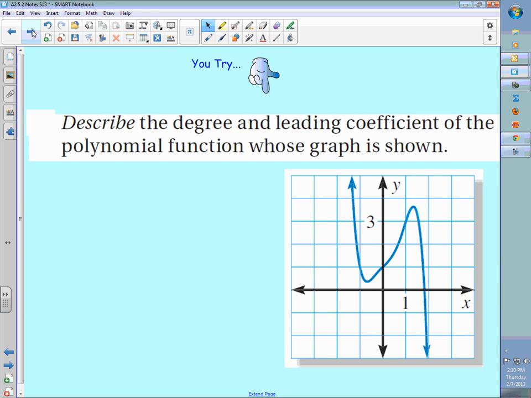Describe the degree and leading coefficient of the polynomial function. Again, this is the same drill. What is this? Odd, negative. If you're not seeing it, you got to ask the questions. Okay? Look at the ends. The end is up on the left, down on the right. So they're going in opposite directions. That makes it odd. Evens have to be a touchdown or both down.